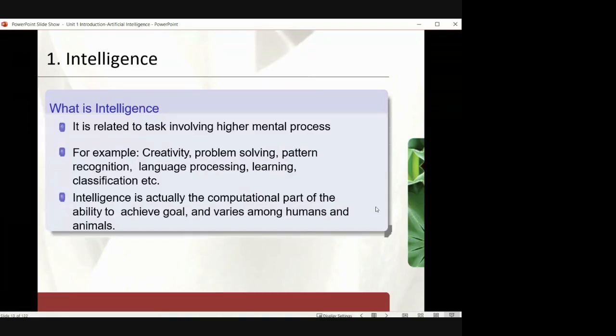Does anyone know if there is something to measure intelligence? Can we measure our intelligence? Yes, of course. Yes, ma'am. By giving a test on some problem solving. Yes, like this. Or which test is it? Has anyone appeared in such a test? IQ test. Yes, IQ test.